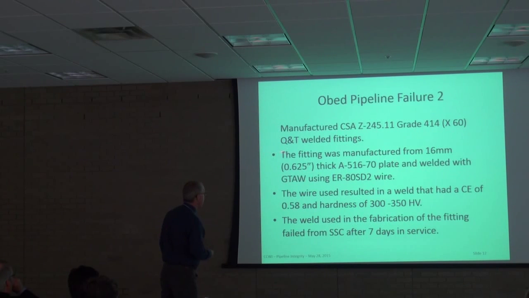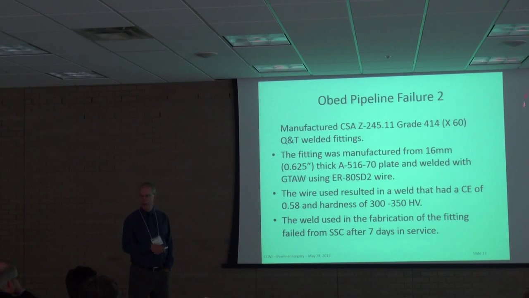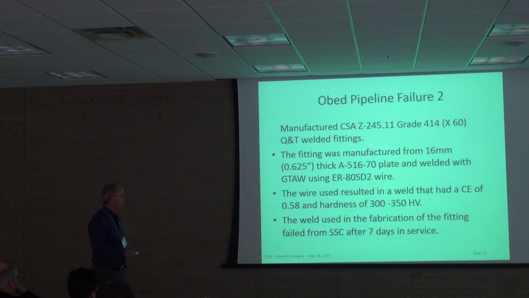They also were manufacturing some fittings, again, out of a higher strength material. They were using 5/16/70 plate, which is very commonly used in pressure vessels all the time, in sour service. So it's not a problem with material. But what they were doing is they were using a wire. Because they were using higher strength materials, they used a higher strength wire, a higher strength electrode. And by doing that, they ended up with a carbon equivalent in the weld of 0.58.